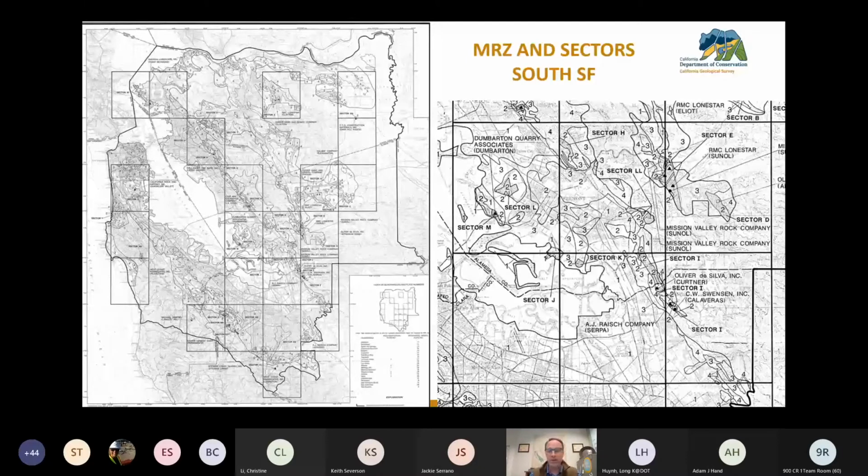This is also another project you can take home for the kids and have them color by number. You can see the 1, 2, 3, and 4s. So they're MRZ zones. Have them color all the 2s, and you'll see where all the significant resources are. We used to do them by quads back then, and we had different designators for compatible land use.